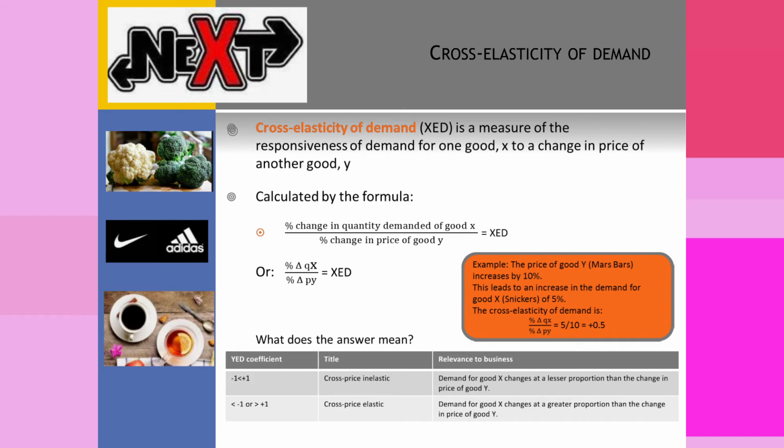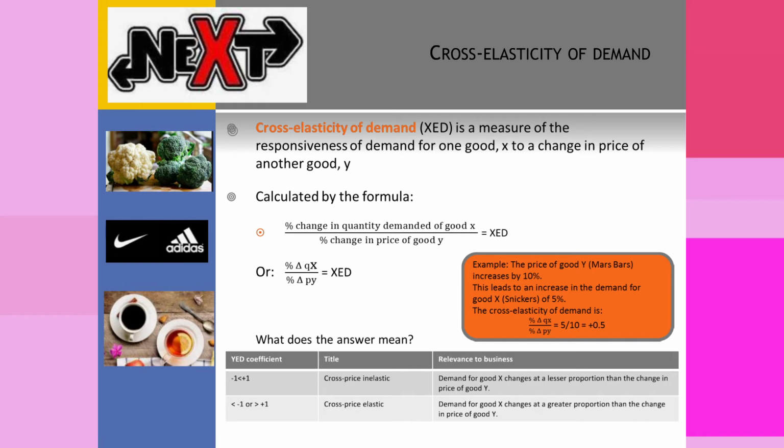So cross-elasticity of demand is a measure of the responsiveness of demand to a change in the price of another. So here's the formula: percentage change in the quantity demanded of good X over the percentage change in the price of good Y. So let's look at an example. Price of a Mars bar increases 10%. This leads to an increase in the demand for a Snickers bar by 5%. So we would say that there is a positive YXED of 0.5.